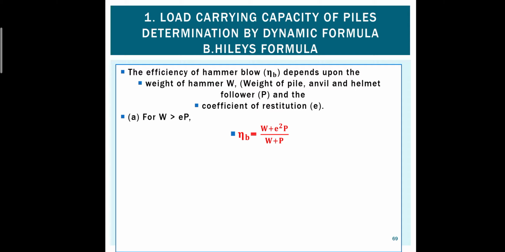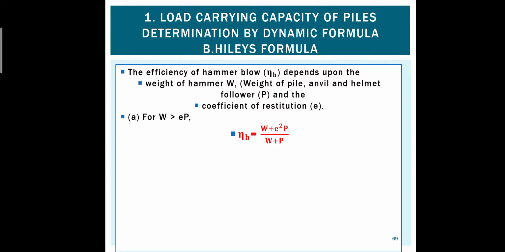So the coefficient of restitution is given by small letter e, and capital P is the weight of the pile plus the weight of the anvil plus the weight of the helmet. The anvil, helmet, and dolly are all protective elements between the hammer and the pile. This total weight is given as capital P. Only the weight of the pile is taken as W.